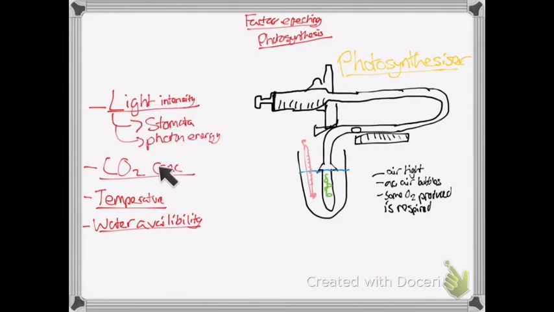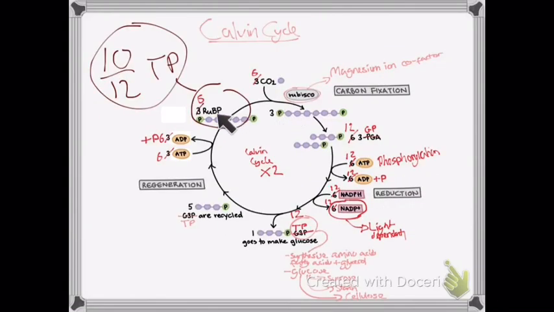Second factor is CO2 concentration. Usually it's very rare to affect it, as there's high enough levels in the atmosphere that CO2 is not usually a limiting factor. However, CO2 below 0.01% causes RUBP to not be able to accept it. GP cannot be made as RUBP is accumulating. There's no CO2 for it to bind to. Here, RUBP, if there's no CO2, you can't make GP, then you can't make TP, of course.